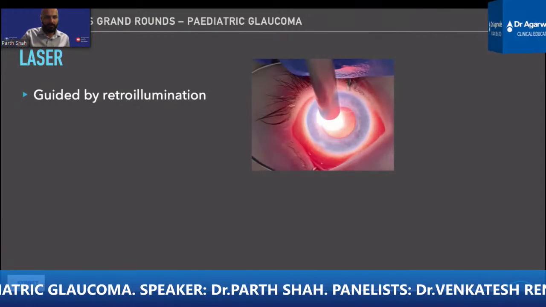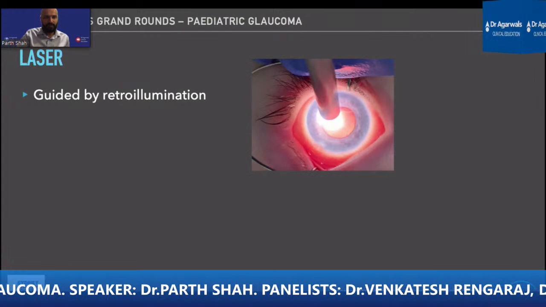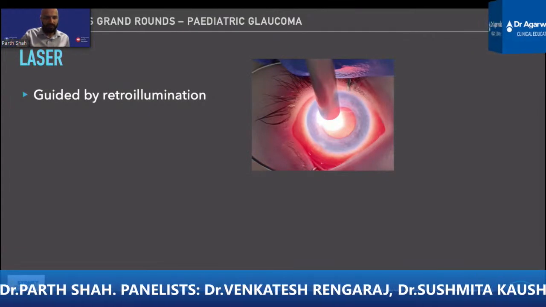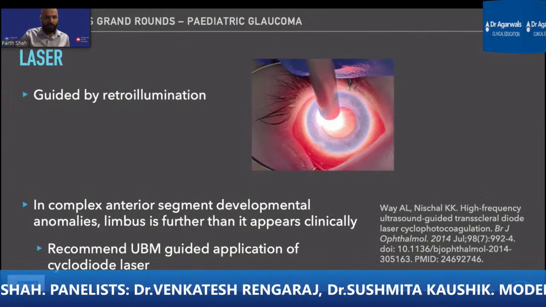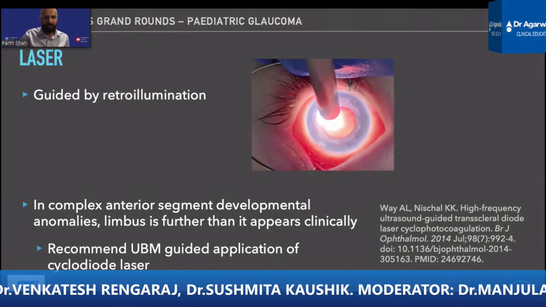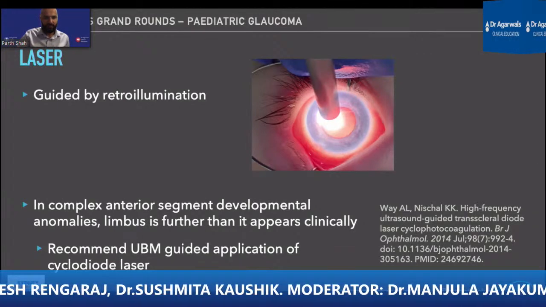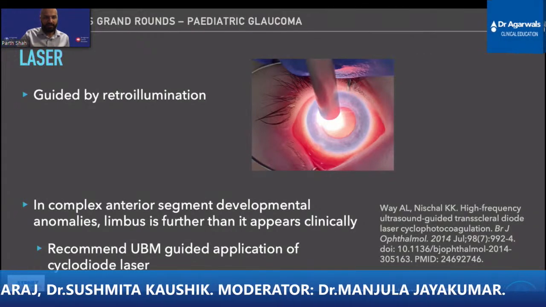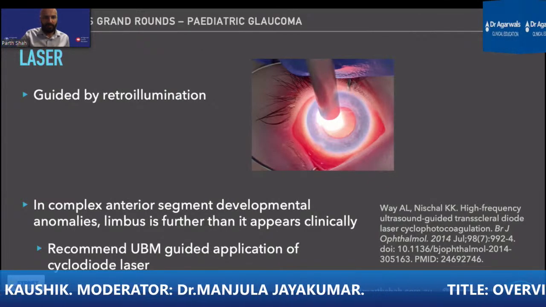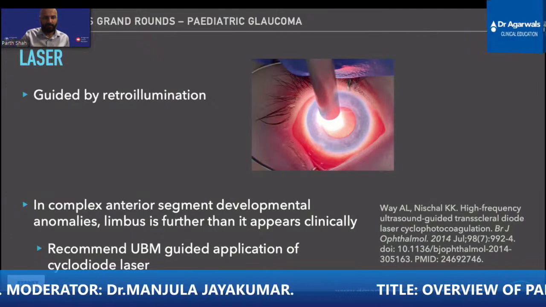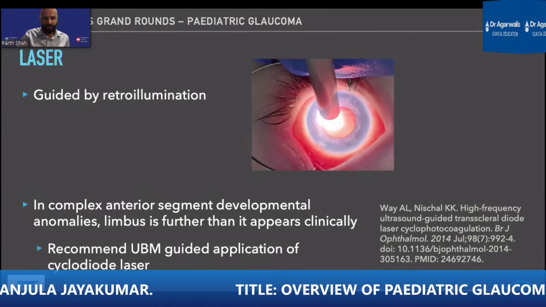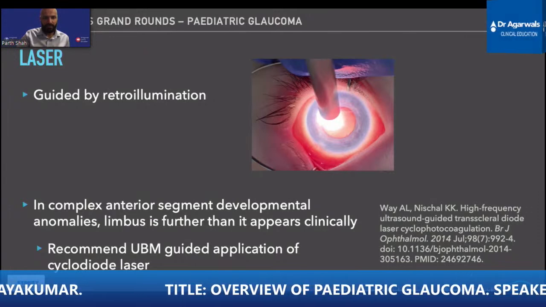So the transscleral cyclodiode can be guided by retroillumination to find the location of the ciliary body. But in complex anterior segment anomalies, the limbus can be difficult to tell, and retroillumination may not be helpful. In these settings, if we have ultrasound biomicroscopy, that can be used to help guide the location of the diode laser. And Professor Nischal has published that technique in the past, and I've left the reference there.